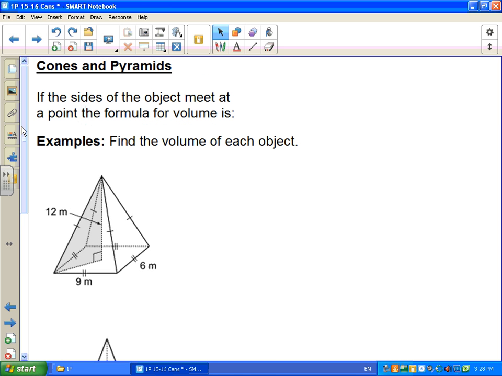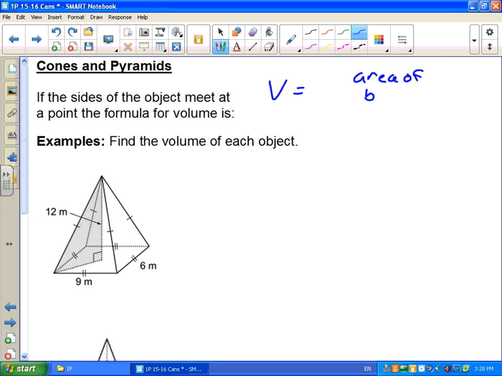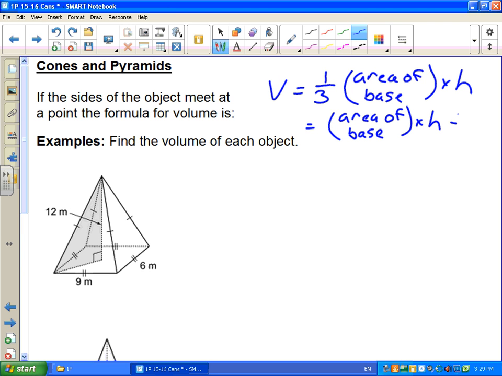So if the sides of the object meet at a point, the formula for the volume is related to the formula that we had before. It still involves the area of the base times the height, but instead we have a factor of 1/3 out front. Or we can think of this as area of the base times the height divided by 3.